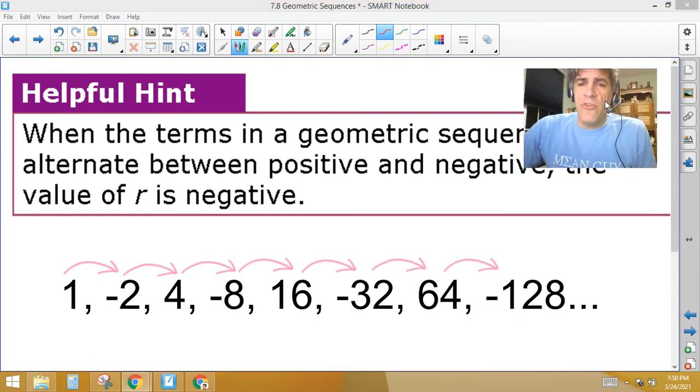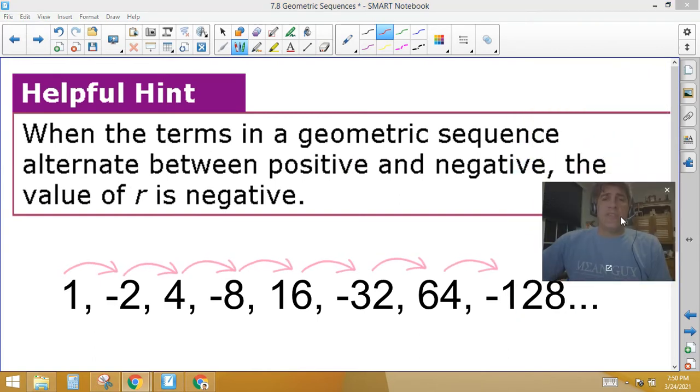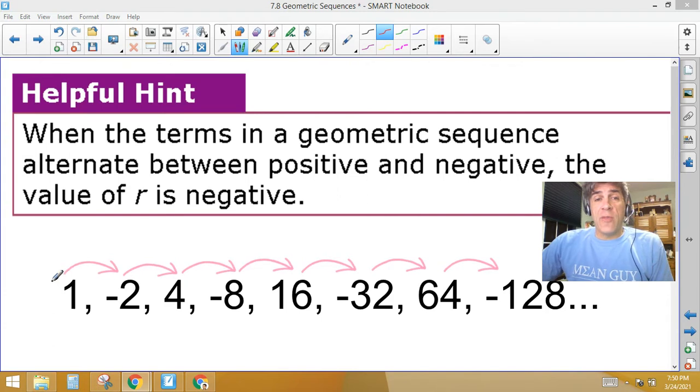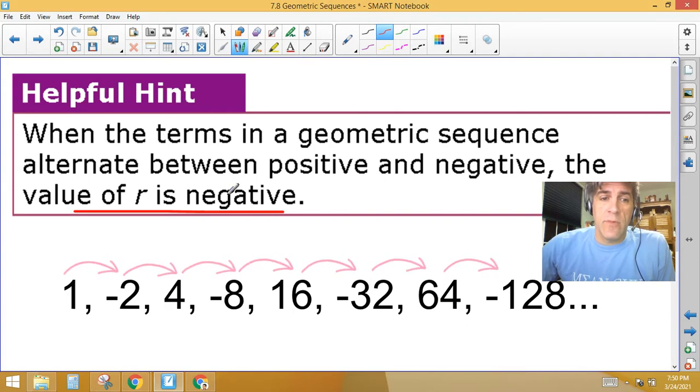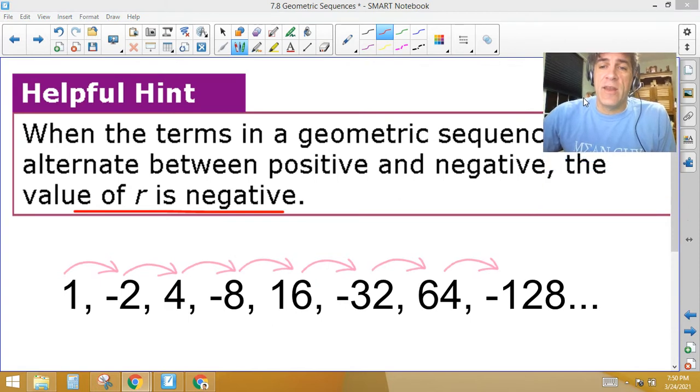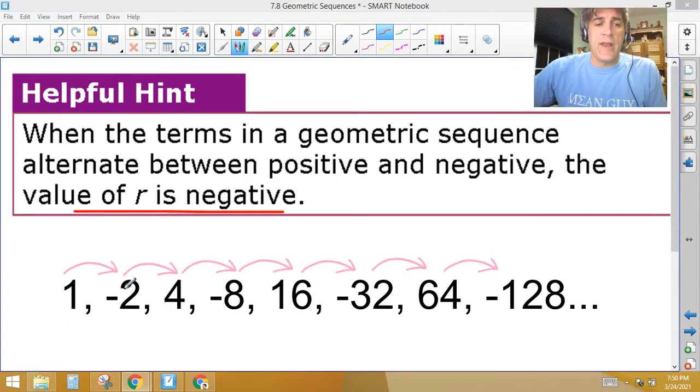Now, you've got to be careful sometimes because the cool thing about a geometric sequence is it could alternate between positive and negative, because when we multiply by a negative number, it alternates between positive and negative here. So here, it goes from 1 to -2 to 4 to -8 to 16 and so on.